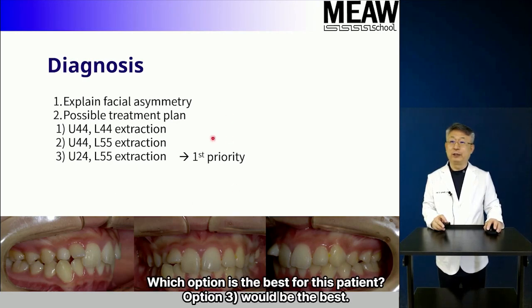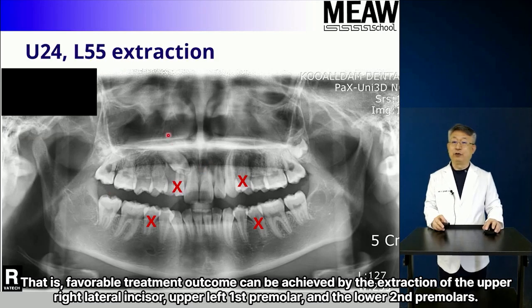Which option is the best for this patient? Option 3 would be the best. That is, favorable treatment outcome can be achieved by the extraction of the upper right lateral incisor, upper left first premolar, and the lower second premolars.